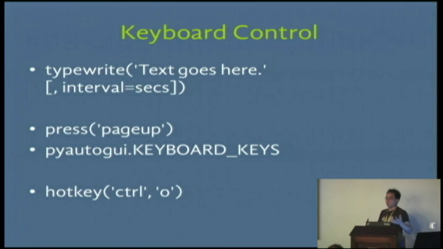But anyway, if you have a keyboard key that you can't really just express in typewrite, like the Page Up key or the Escape key or the F12 key or whatever, you can just call press and pass it that one key. All the keyboard names are in the online documentation, but they're also stored in keyboard keys. That's just a list in the PyAutoGUI module. Or if you have some hotkey combination, like you want to press Control-O or Control-Shift-P, F5 or whatever, you can just call the hotkey function and pass it a bunch of different keys to press.